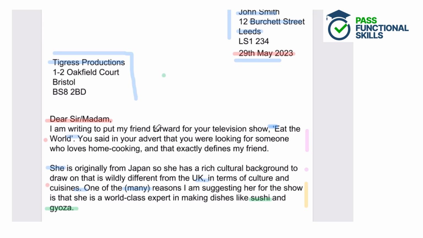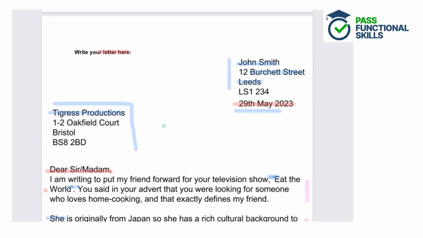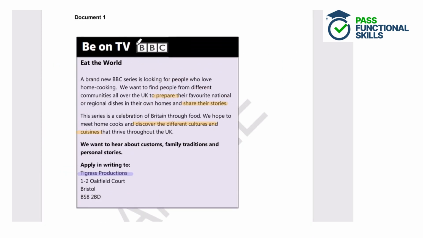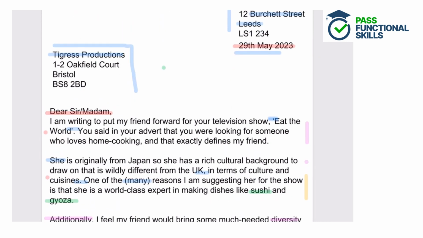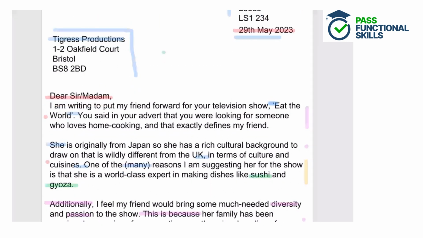We need to be respectful and formal in this writing because we're writing for a professional group. We're applying to potentially be on a BBC documentary here. So we need to remain formal throughout in order to persuade the reader and get them to take us seriously. We're writing to professionals here. So we have standard English throughout the answer and we have formal vocabulary.